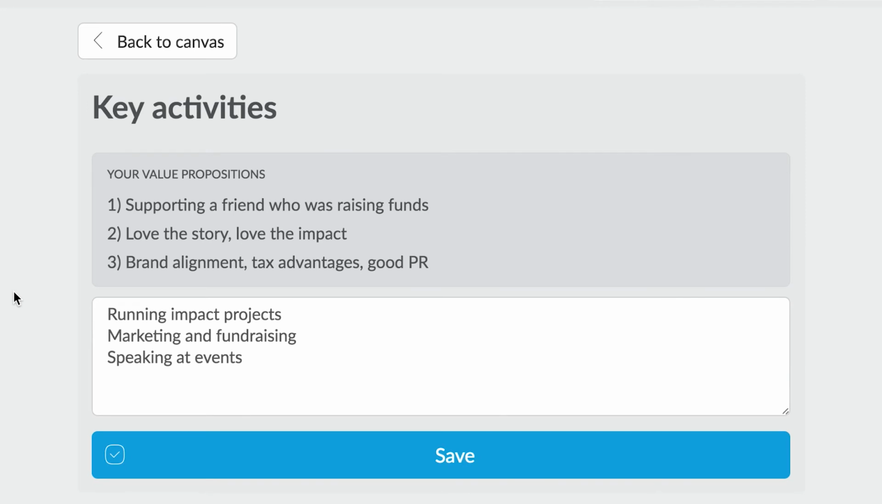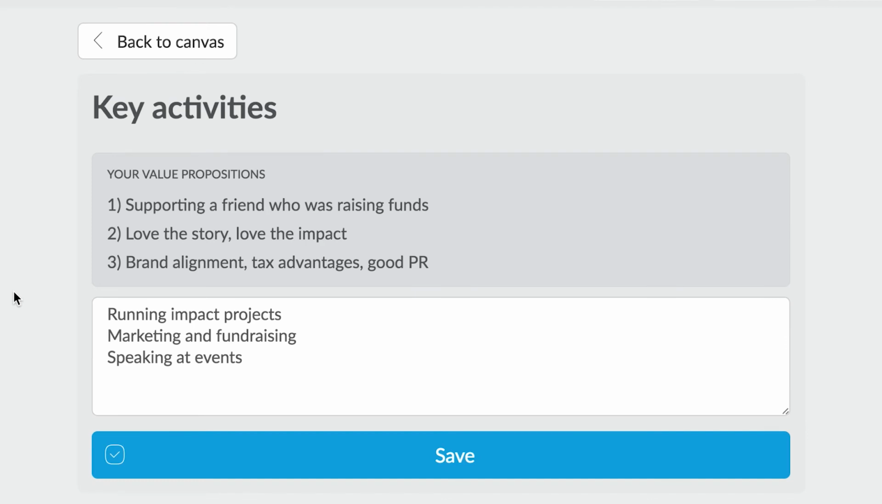The big one is we actually go and run our impact projects. We actually need to do what we say we will do. We need to go out there and actually change people's lives and make the world a better place. We also are going to spend quite a lot of time on marketing and fundraising. That's what keeps the lights on. That's what gets our customers in the door. We do need to dedicate a lot of attention to actually making those stories come to life.